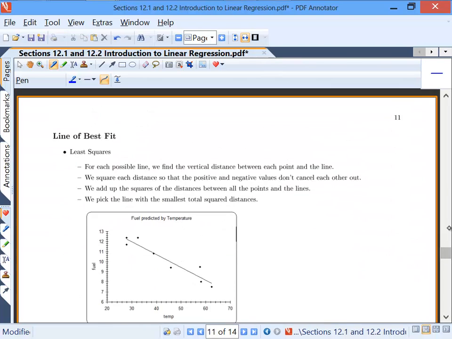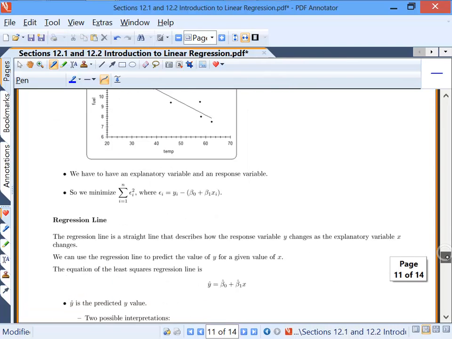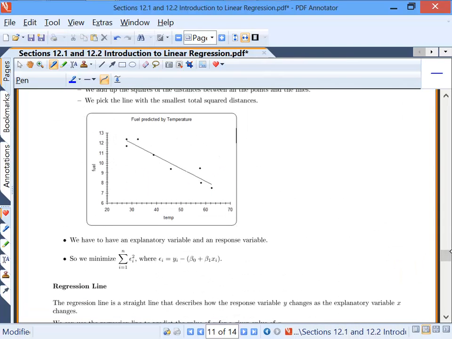So, we decided, and this isn't the only possible way to do things, but the most common way that you'll ever find your line of best fit is called least squares. So for each possible line, you find the vertical distance between each point and line, you square them all, and add them all up. And we're going to call that our total square distances, and then you pick the line that has the smallest total square distances. So this is the line that our mathematics found for us, so it's pretty close to the lines we guessed by eye.